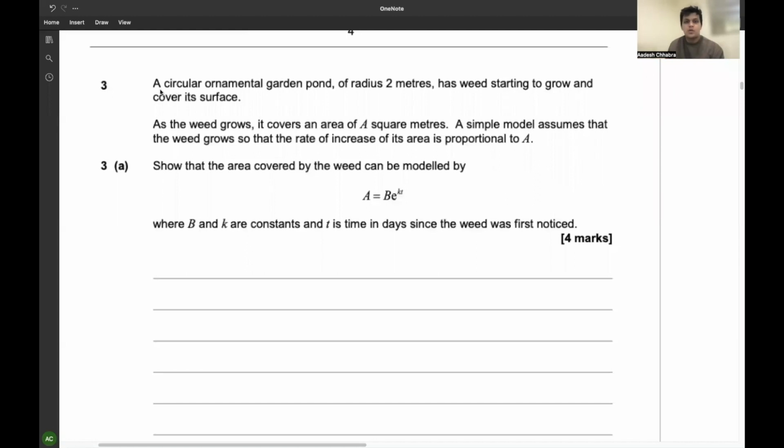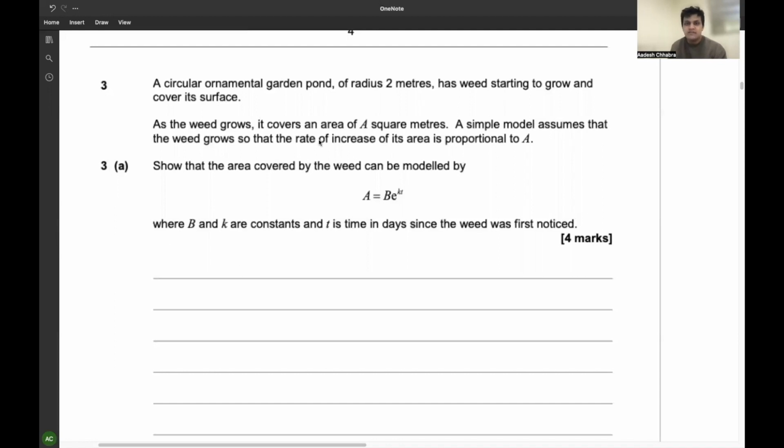So in question 3, we've been given a circular ornamental garden pond of radius 2 meters, which has weed starting to grow and cover its surface. As the weed grows, it covers an area of A square meters. A simple model assumes that the weed grows so that the rate of increase of its area is proportional to A. And in 3A, we've been asked to show that the area covered by the weed can be modeled by A is equal to B times e to the power kt, where B and k are constants and t is the time in days since the weed was first noticed.